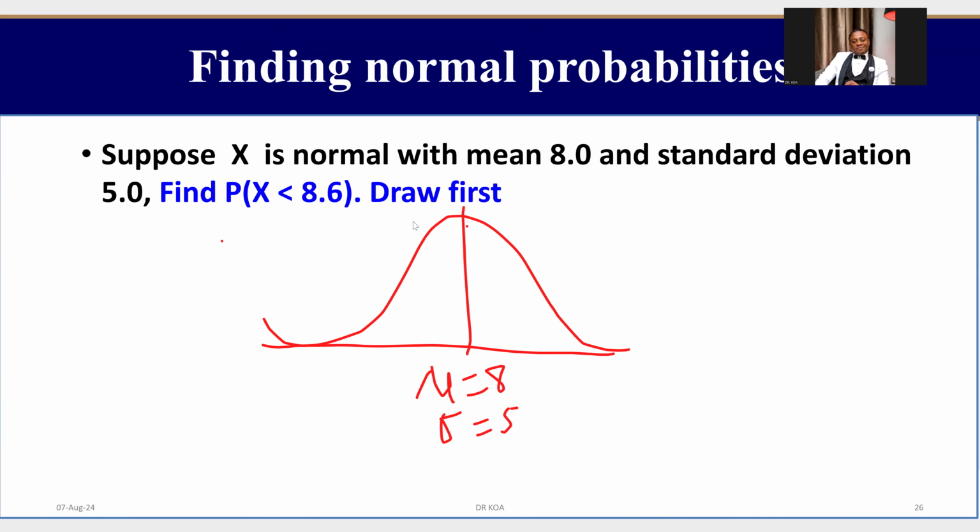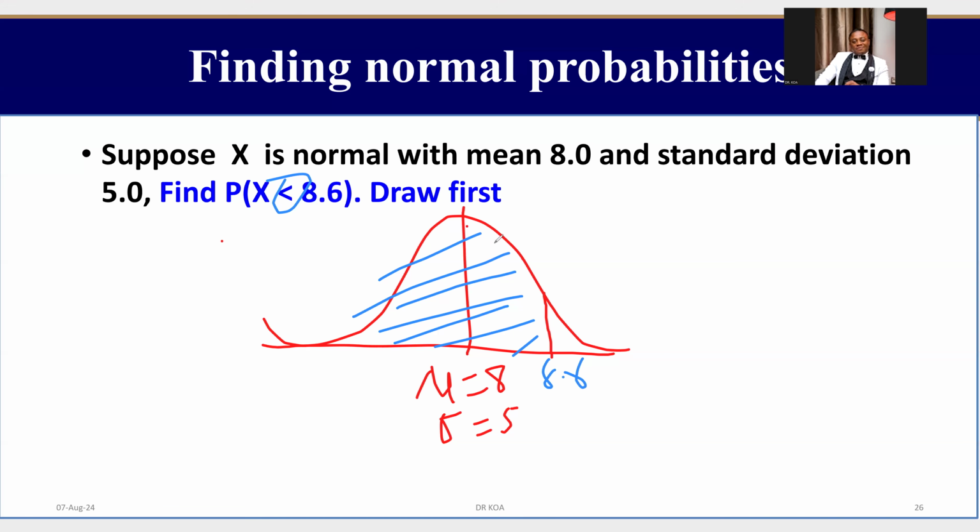Now what's next? The next thing to do is to identify the question. The question says find the probability that X is less than 8.6. I think this one is cheap because it's just like the one we did. So you just identify where the mean of 8 is in here. I can point out anywhere there as my 8.6, and then shade this left side because this is everywhere below 8.6. Remember, the symbol there was less than. So that is why I'm using less than 8.6.